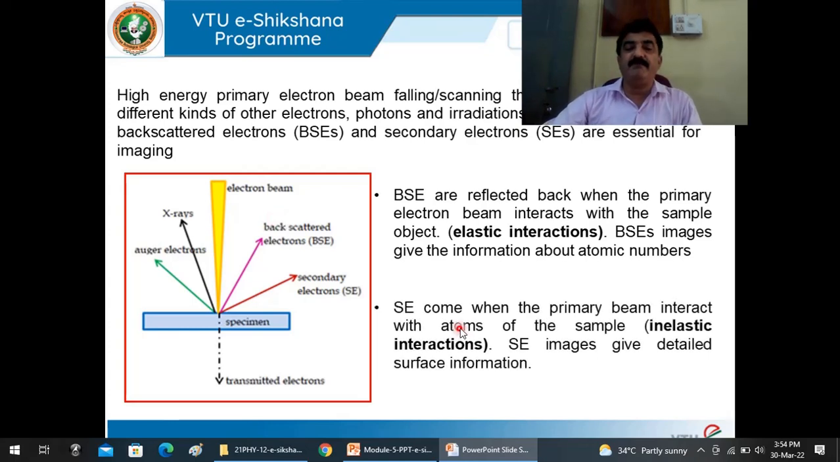Another one is secondary emission. Secondary emission comes when the primary beam interacts with atoms of the sample. This is inelastic interaction. In inelastic interaction, the secondary electron image gives detailed surface information. BSE images give detailed information about atomic number. SE gives detailed information about surface. So two informations we get. BSE gives the atomic number of the substance, and SE, secondary emission, gives you the surface morphology of the substance.